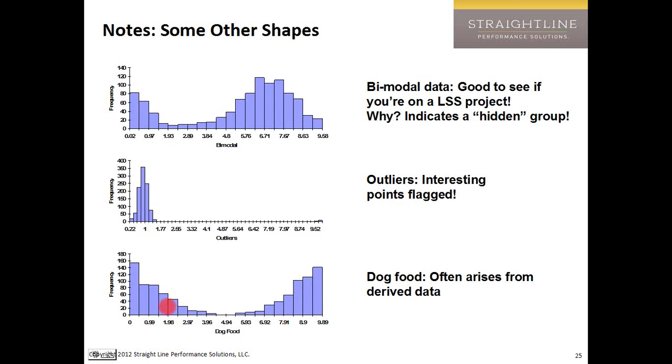All right. Finally, one of my favorites is the dog food distribution. You can see it kind of looks like a dog bowl or a dog dish. The reason I like this is because I see this a number of times when people are massaging numbers. There are a lot of times when I can tell that people are massaging numbers if I see funny things in the data. This is one of them.